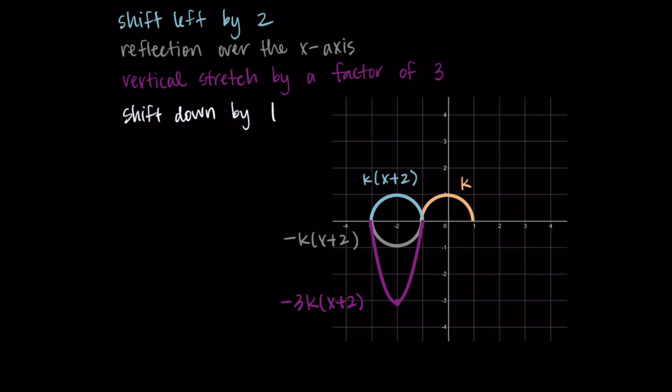We're just going to shift the graph down by 1. So all of the output values get moved down by 1, meaning we subtract 1 from them, and there we go. So this would be represented by -3k of x plus 2, all minus 1, and that -1 is the shift down. And there we go. That is our final transformed graph.